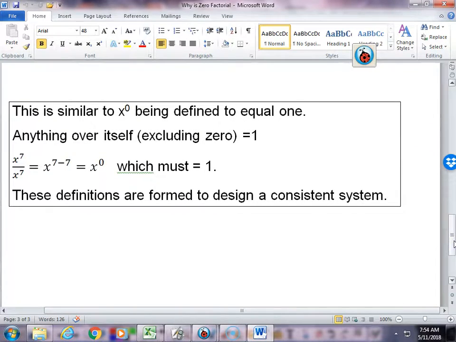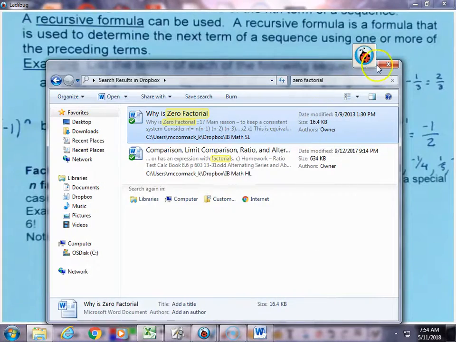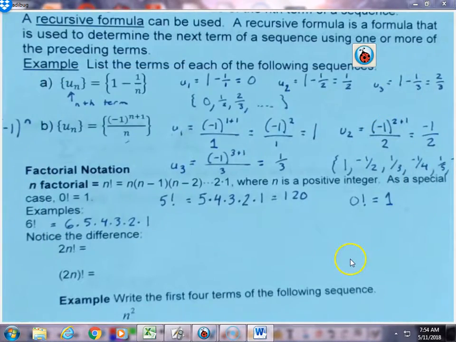Anything to the 0, we always tell you that's 1. Okay? And so if you think about it, if you had x to the 7th over x to the 7th, anything over itself is 1. And we also have the rule when you divide, you subtract your exponents. So x to the 7 minus 7 is x to the 0. So that has to be 1. So a lot of this is just building a consistent system that will work. Okay? So there you go. That's why it equals that.